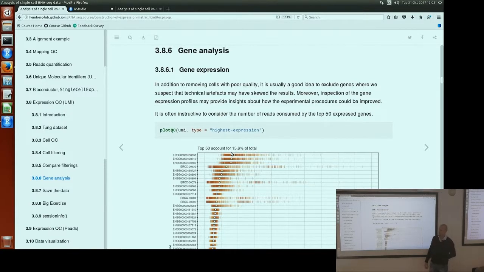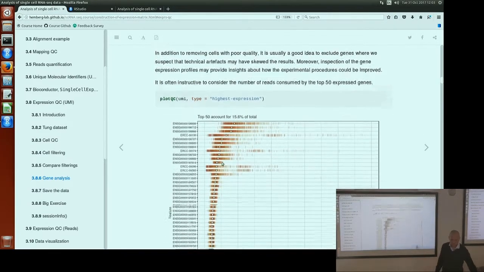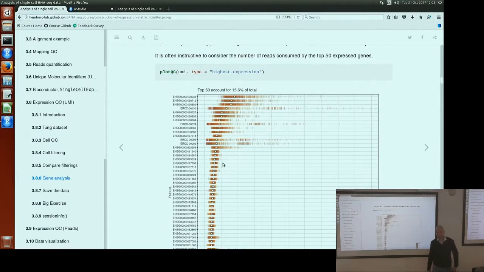All right, so if there are no more questions about cell filtering, we'll move on to gene filtering. So once we looked at the cells, now we can also look at the genes. There is a plotQC function in scater. If you run it with this argument, it will show you the top 50 expressed genes in your data set.